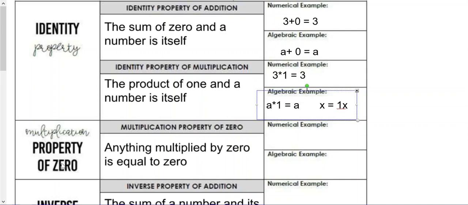And then I'm going to do the multiplication property of 0. So anytime you want something to be 0, you multiply by 0. So it would be like 3 times 0 equals 0. Anything times 0 is 0. So algebraically, a times 0 equals 0. Or you can have b times 0 equals 0. Anything times 0 is going to be 0.